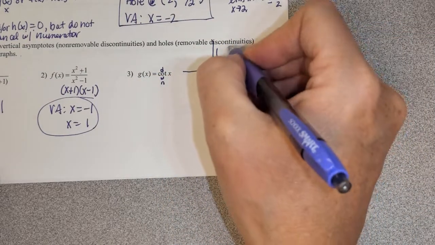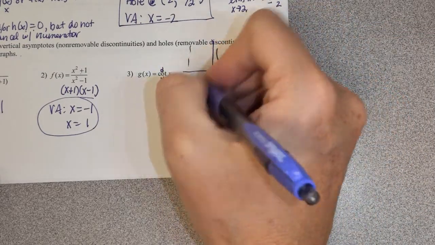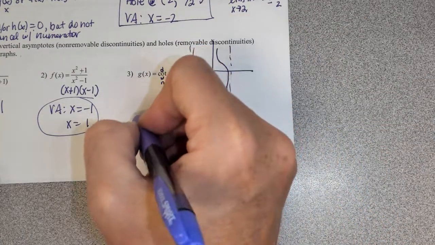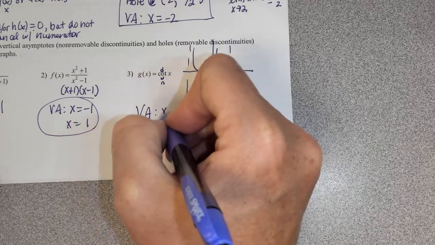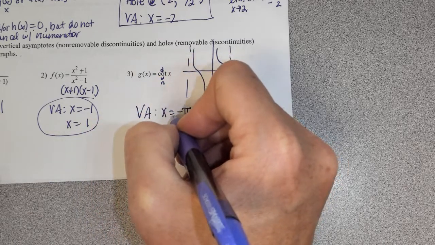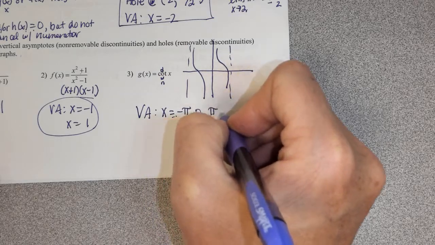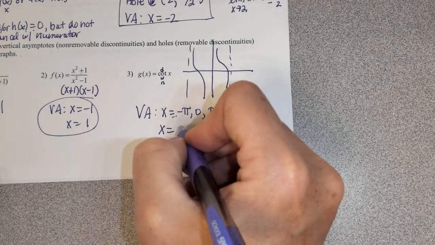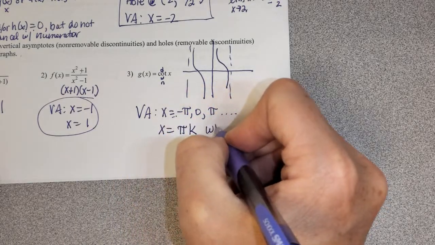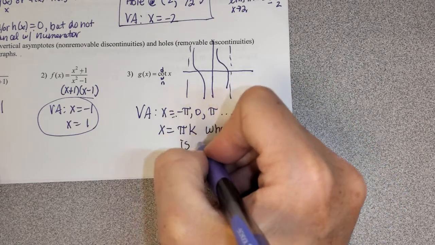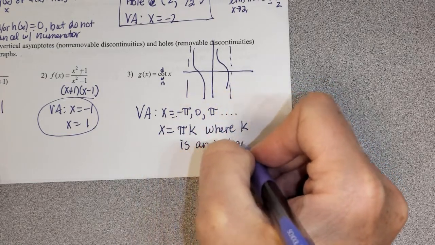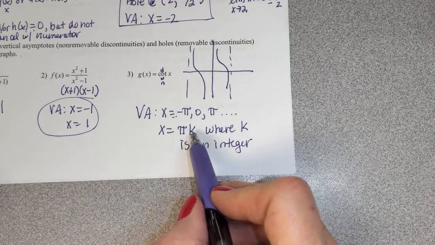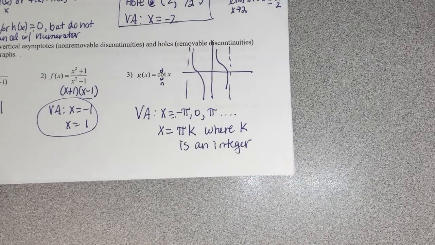And I also should remember that the period here is pi. So here's the way the cotangent graph looks. So I know that I'm going to have vertical asymptotes at x equals -pi, 0, pi, and so on. That's one way of writing it. Or I can say x equals pi k, where k is an integer. Because I can do 0 times pi, 2 times pi, 3 times pi, 4 times pi, etc., and -1 times pi.